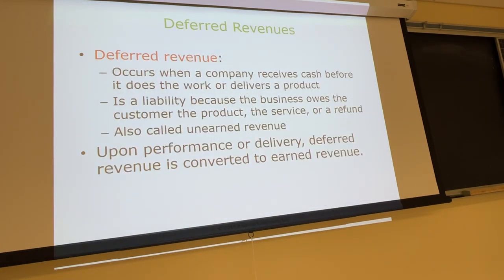Okay, the second category of adjusting journal entries is deferred revenues. This is when a company receives cash before it does the work or delivers a product. I mentioned this very briefly last week, but this account can also be called unearned revenue, but it's a liability because if the company never provides the service or delivers the product, it's going to have to refund the cash to the customer. If it does eventually provide the service or deliver the product, then it's going to be converted from unearned revenue on the balance sheet to earned revenue on the income statement.